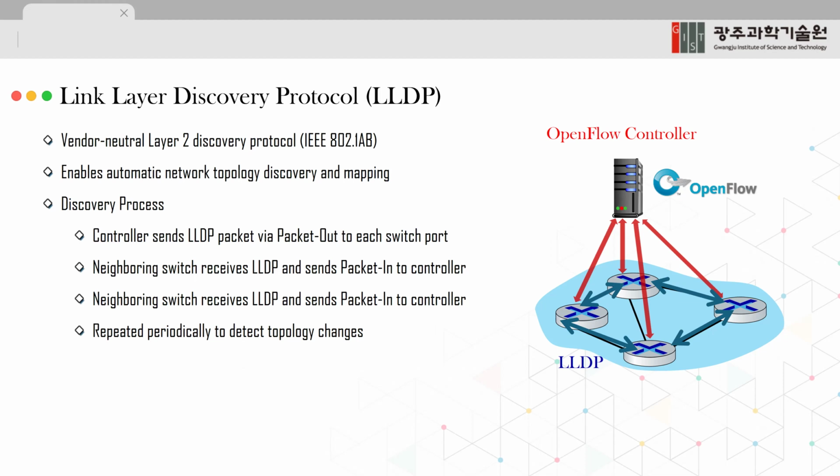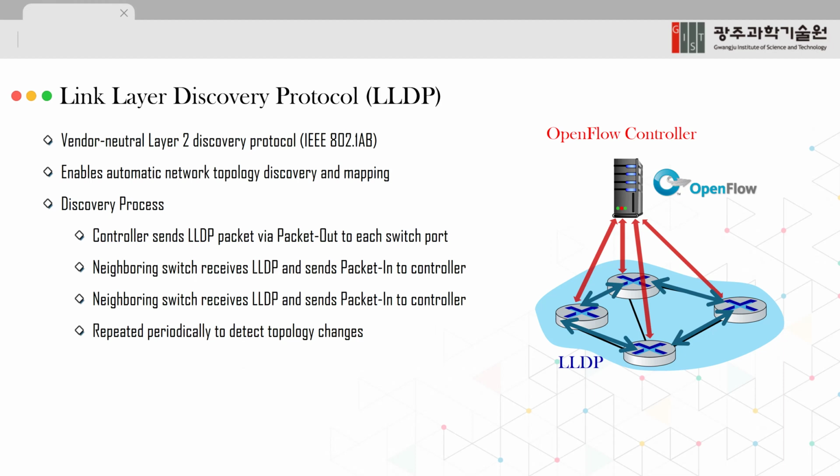The fundamental purpose of LDP is to enable network devices to automatically discover their neighbors and understand how they are interconnected. Without LDP, a network administrator would need to manually document and configure which switch port connects to which other switch. This manual process is error-prone and doesn't scale well to large networks.